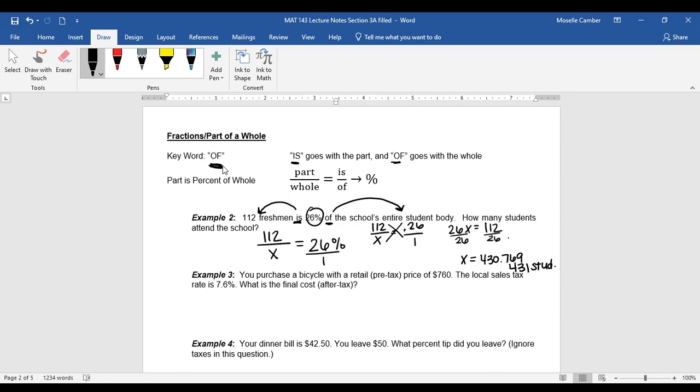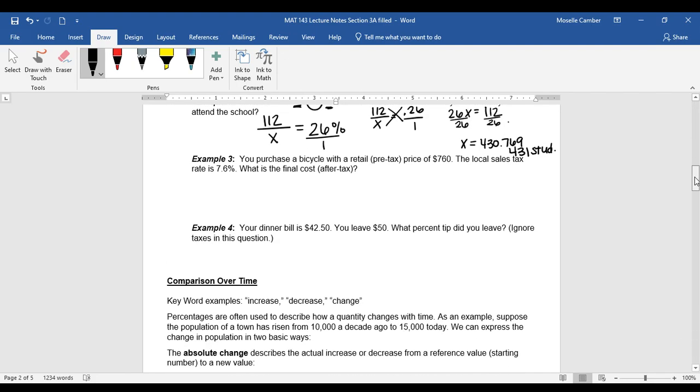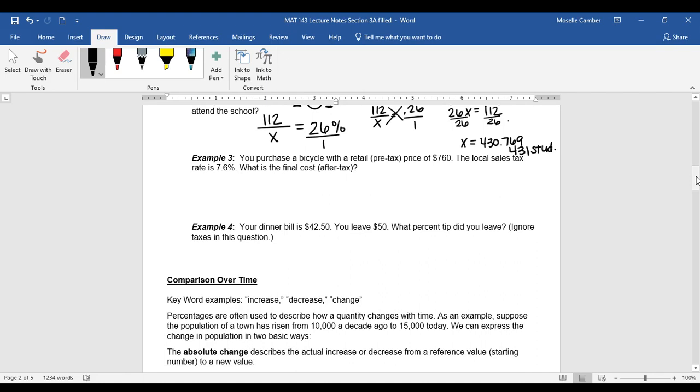Okay, let's look at another one. So we purchased a bicycle with a retail price of $760. The local sales tax rate is 7.6%. What is the final cost after tax?